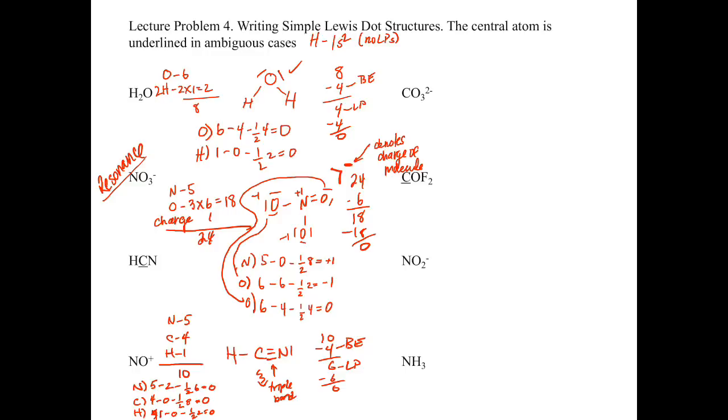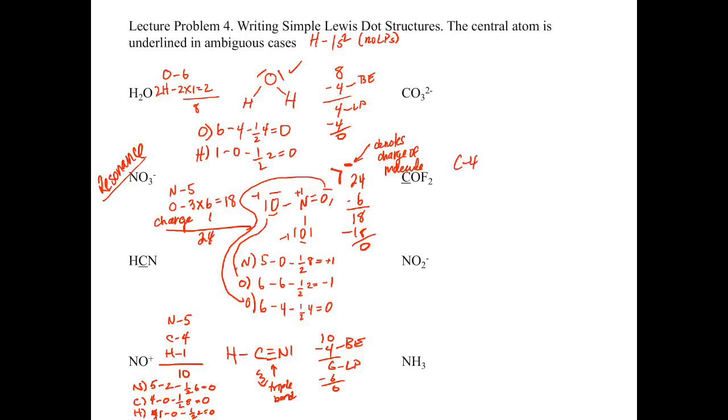CO3 2 minus is an example that we're going to look at in a second for resonance. But the other one that I wanted to show you guys is COF2. This is a really good example of how we can use formal charge to help us.